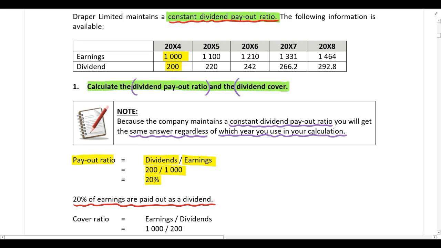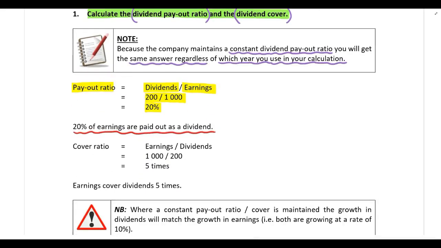We now need to calculate the dividend cover. So remember, the dividend cover is just the inverse of the payout ratio. So now we take the earnings and we divide by the dividend. Once again, you can use any of the years in your calculation and you will get exactly the same answer. We get an answer of 5 times. So what does that mean? Earnings cover dividends 5 times.